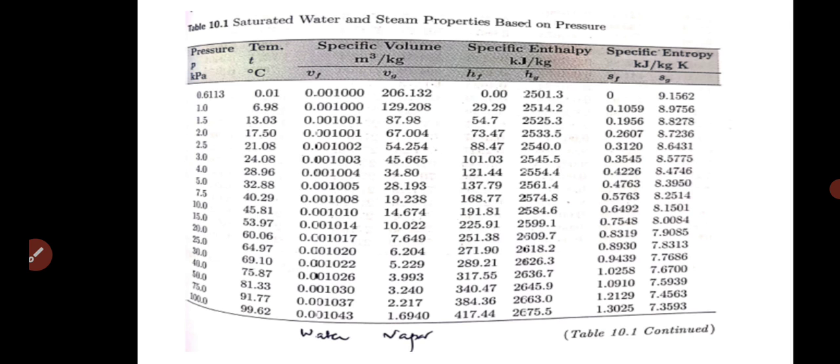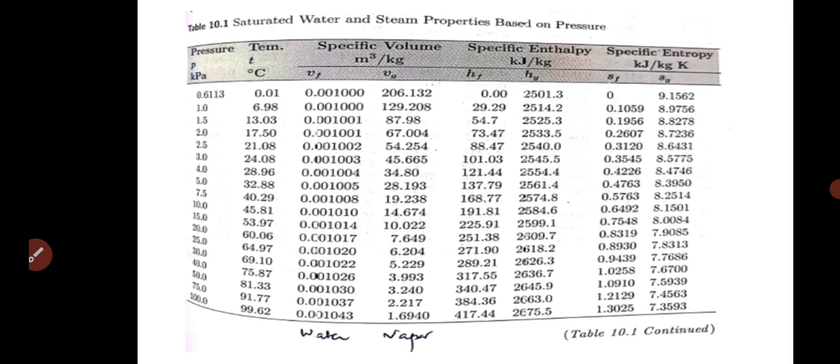Next, vg. Now vg is the specific volume of the saturated vapor. You see here, for saturated vapor it is 206 meter cube per kg. So 1 kg of steam at 0.6 kilopascal pressure will occupy 206 meter cube. Whereas if you go on increasing the pressure, you see it reduces. At 1 kilopascal, it becomes 129. At 10 kilopascal, it becomes 14 meter cube per kg. And for 100, it becomes 1.69 meter cube per kg. So as the pressure increases, the specific volume reduces.